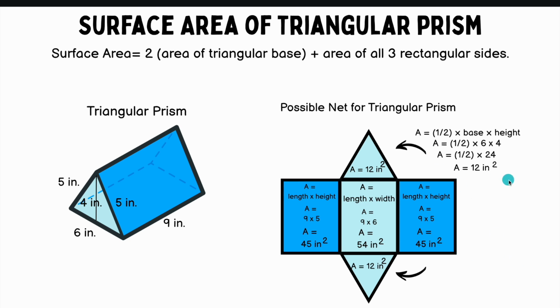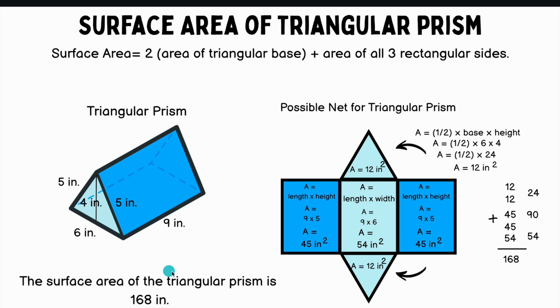Let's add. We have 12 plus 12 plus 45 plus 45 plus 54. We know 12 plus 12 is 24. We know 45 plus 45 is 90, and we still have 54. We know that 90 plus 54 is 144, plus 24 is 168. We can say the surface area of the triangular prism is 168 inches squared.